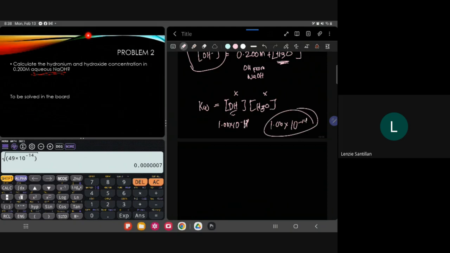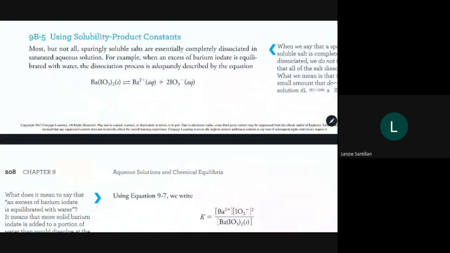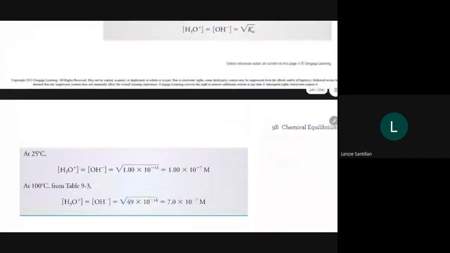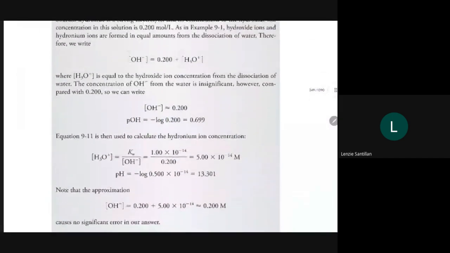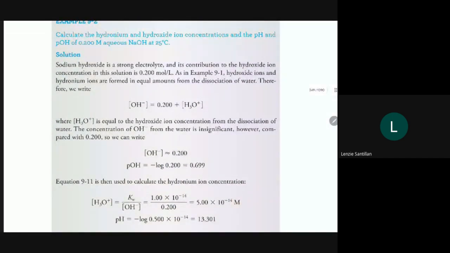Imagine kung, 7 pala, ano? Baka makonfuse kayo. 7. Imagine nyo yun. Ito yun, no? Yung nasa calculator ko. 0.0007. May bearing ba yan sa weight? Sobrang liit lang ng bearing niyan sa weight. So, kaya ang sabi dito, anong sabi dito? Okay, so ang sabi dito, the concentration of OH from the water is insignificant compared to the OH that can be found.